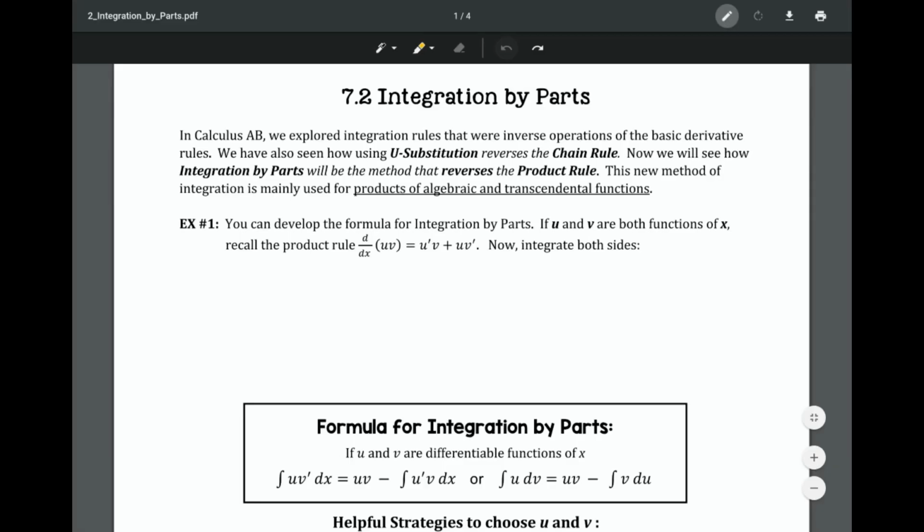All right, guys, welcome to your Calculus BC class. So today we're going to talk about integration by parts.